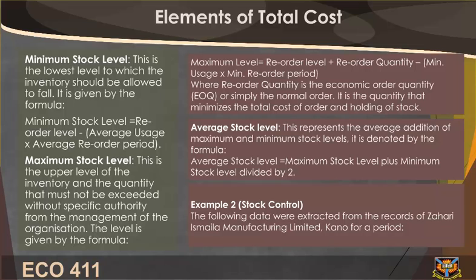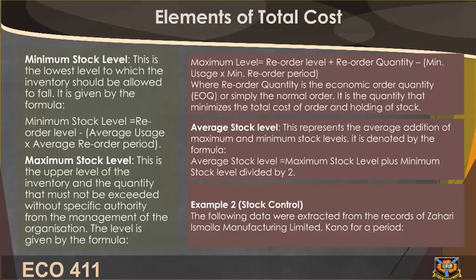Where reorder quantity is the economic order quantity, or simply the normal order. It is the quantity that minimizes the total cost of order and holding of stock. Average stock level. This represents the average addition of maximum and minimum stock levels. It is denoted by the formula shown below.